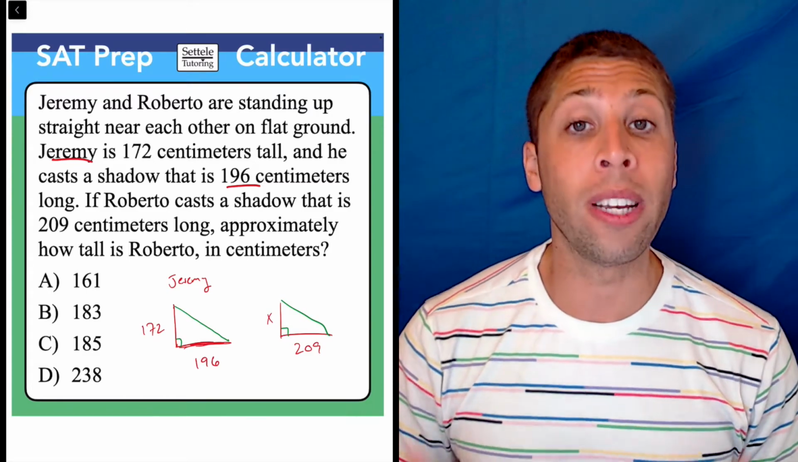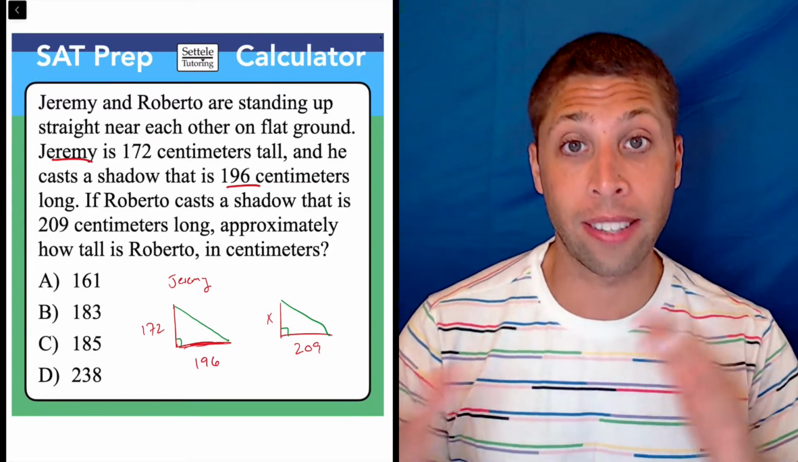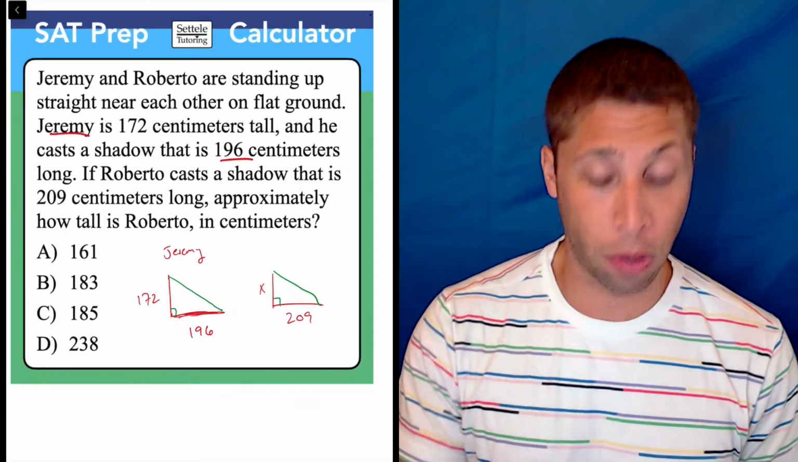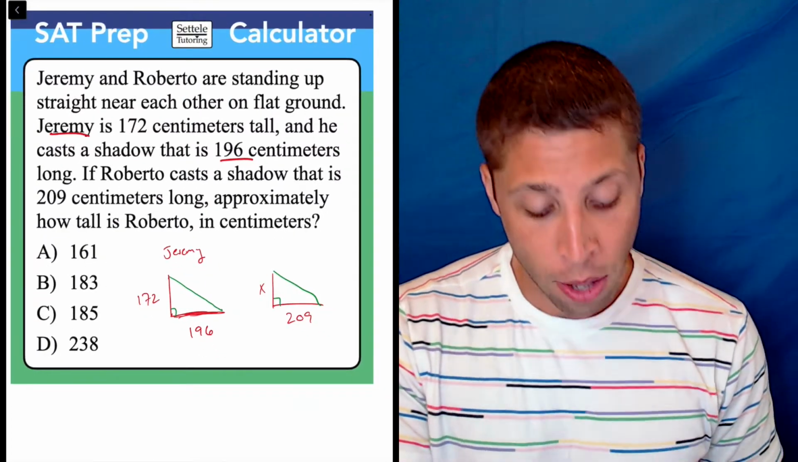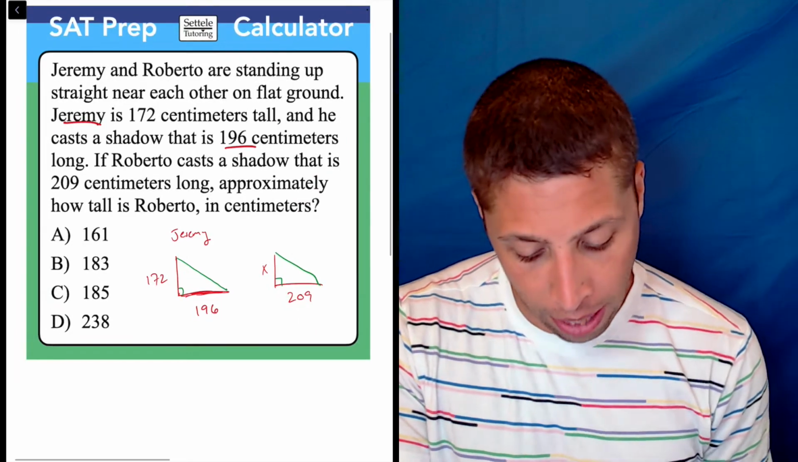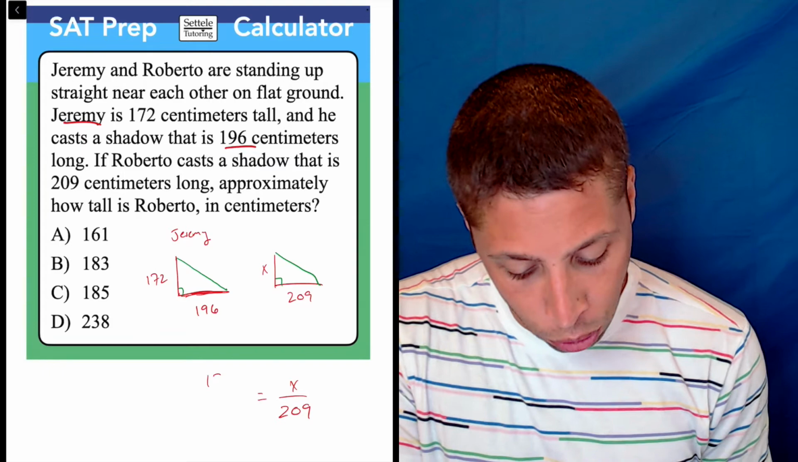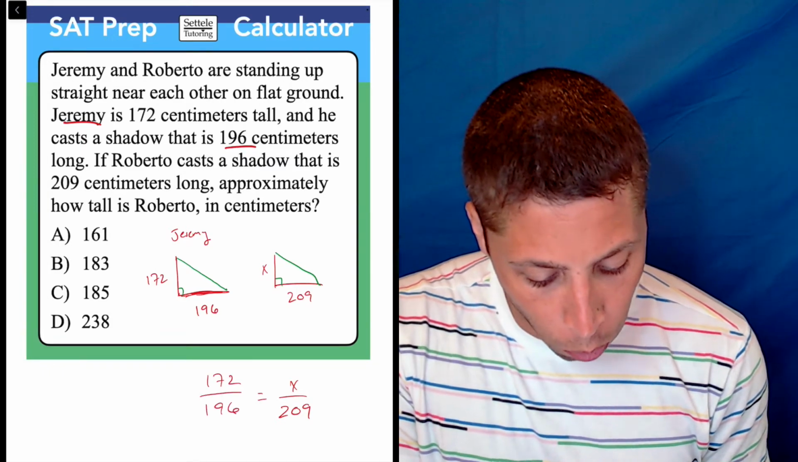So what we want to do is set up a ratio to represent the similarity between these two triangles and just make sure you are comparing similar things. There's multiple ways to set this up. The way that I would do it, just to keep the X on top, is I would say that X over 209 is equal to 172 over 196.